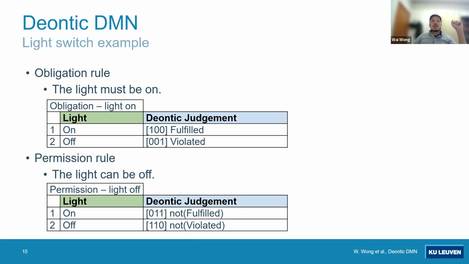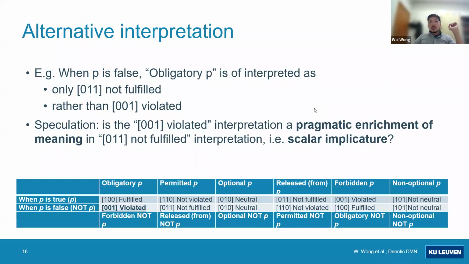It seems like we can now nicely represent the deontic judgment in DMN. But there is a catch, as I mentioned earlier: what we call the alternative interpretation. In philosophical terms, we interpret the obligation as: if you have an obligation to join this meeting, then if you join the meeting you fulfill it, and if you don't join, you're violating the obligation.